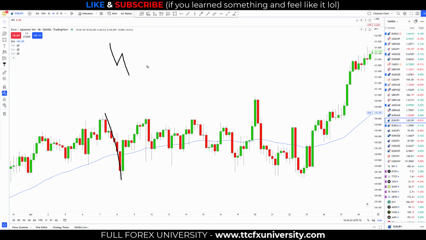Remember, 1, 2, 3, or in the upwards direction, it would look like that. It would be to the upside, obviously. So we're going to be looking for that 1, 2, 3 move as price is consolidating to tell us we're done consolidating. What do we get though?